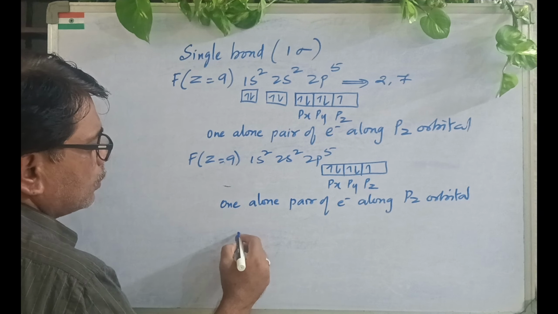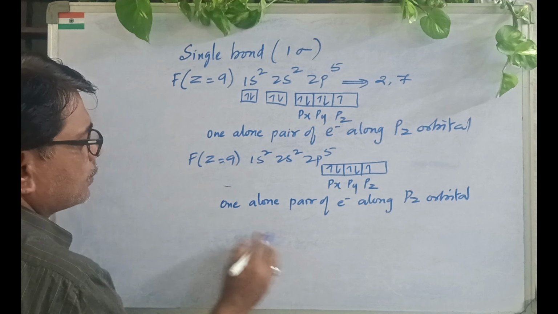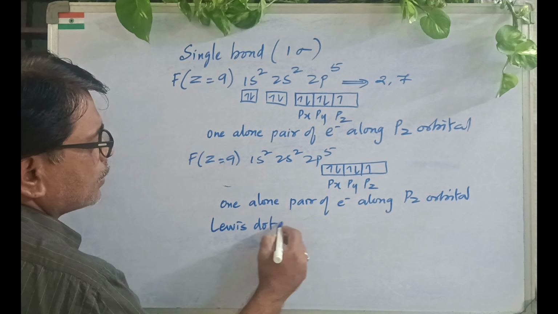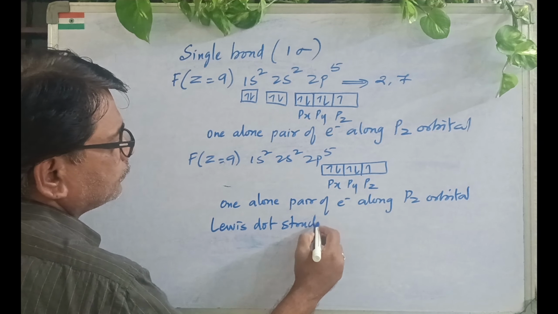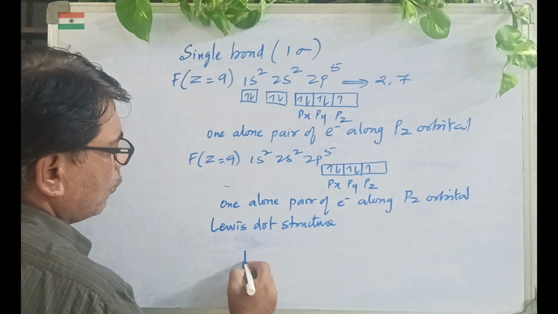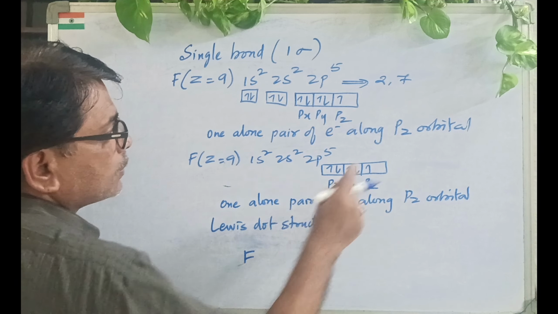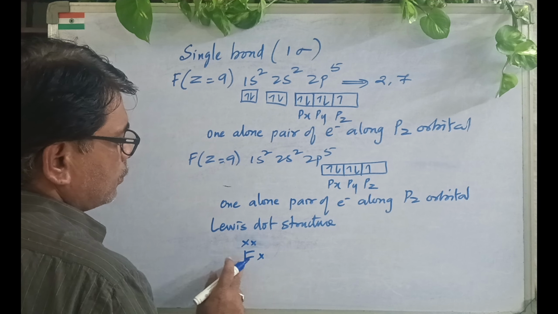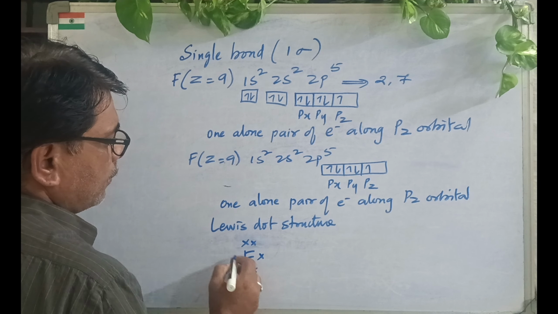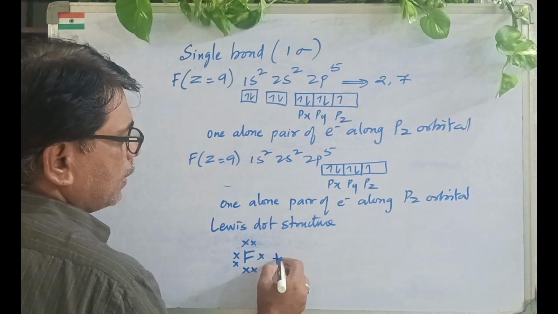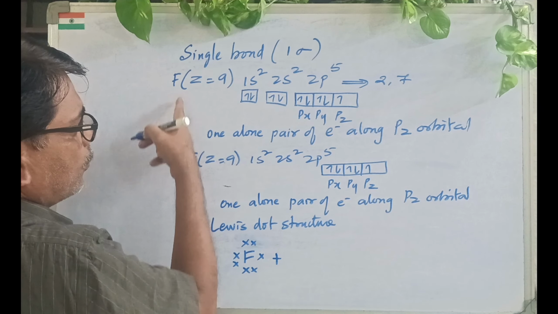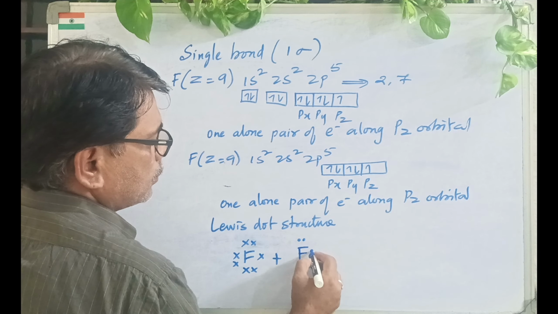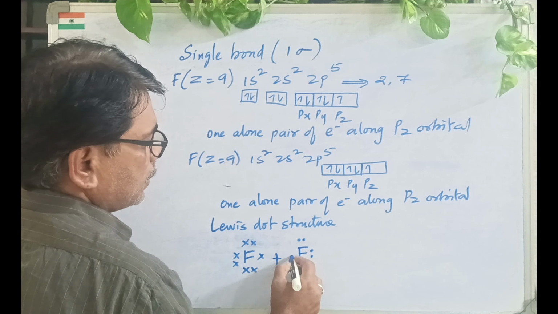Now we have to show the bond formation with a Lewis dot structure also. What did I take? Fluorine. How much did I say? 2, comma 7. So I have to represent 7 electrons here: 1, 2, 3, 4, 5, 6 and 7. Did I take one more fluorine? Yes, I took one more fluorine. So I have to represent the same thing in the form of dots: 1, 2, 3, 4, 5, 6 and 7.